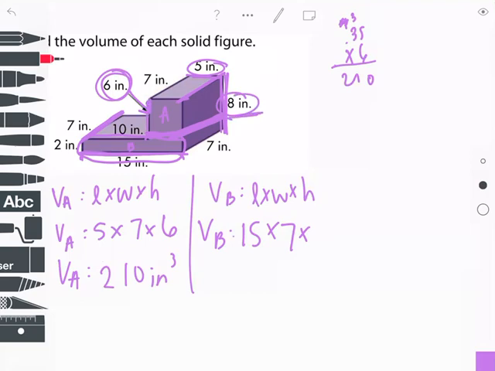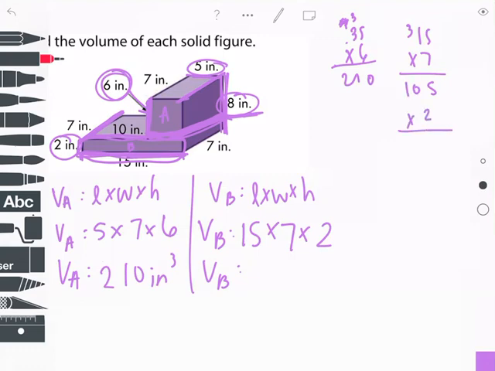And if you look on this side, it shows you the correct height for A. In B, since it's only the skinny little part, and on the bottom of A, it's this section. So it's 2. So VB equals 15 times 7. Show our work. 10 times 2. 10. And we get the same for A and B.